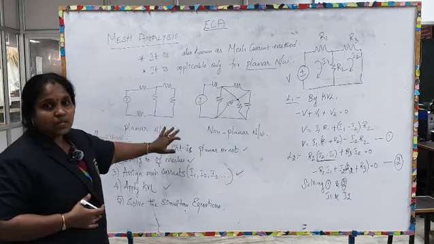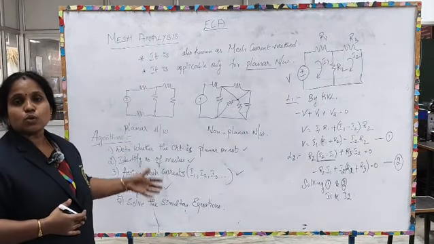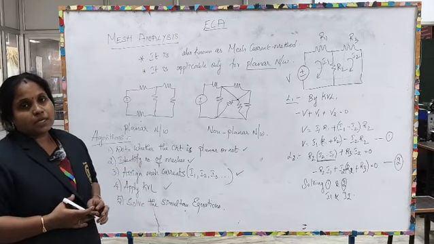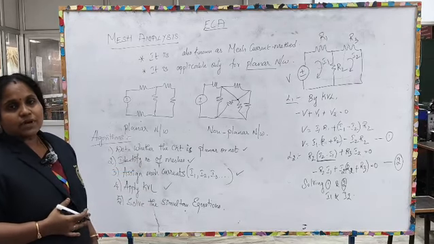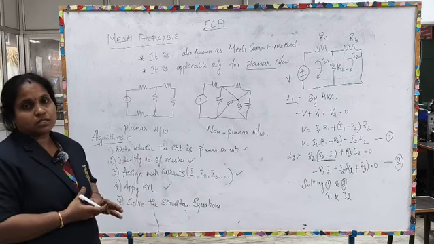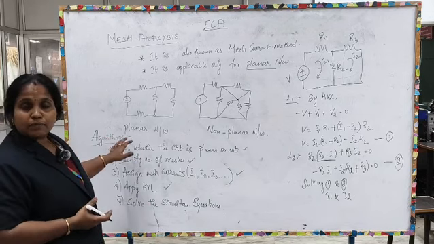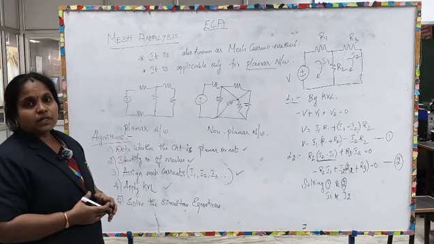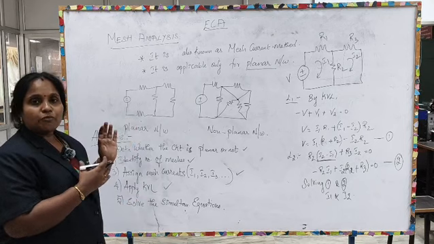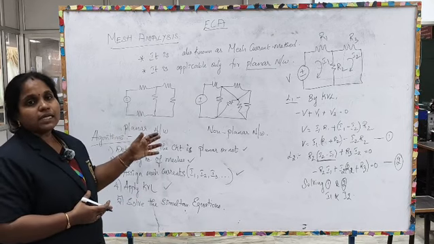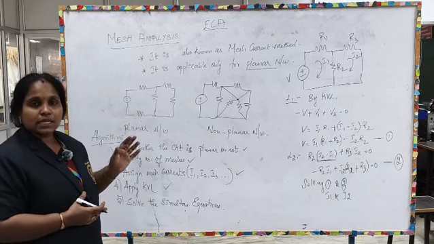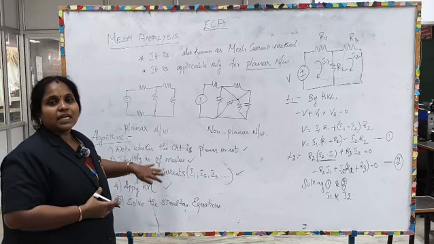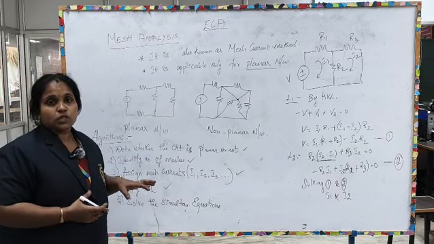So, once again I repeat, mesh analysis is also known as the mesh current method, and it is applicable only for planar circuits. The procedure to find the solution using mesh analysis is that first we have to identify whether the circuit is planar or not. The second step is to identify the number of meshes in the circuit. After identifying the number of meshes, we assign the mesh current in the circuit. After assigning the mesh currents, apply a KVL equation to each loop individually.